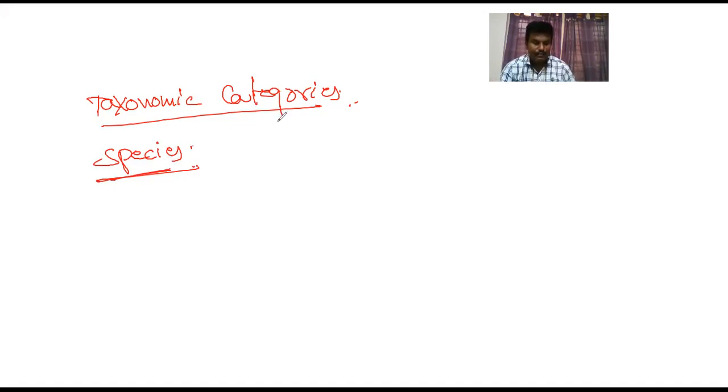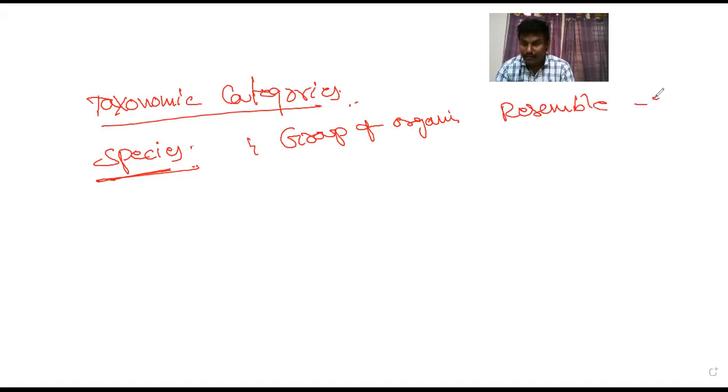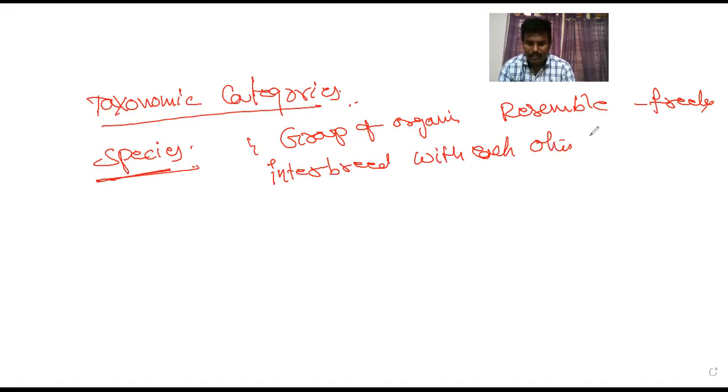A species includes a group of organisms which closely resemble and freely interbreed with each other. So they have more resemblances and among themselves can freely interbreed with each other. Such kind of organisms are called species. Okay, this is the definition of species.